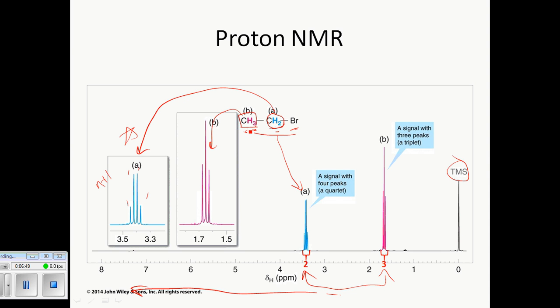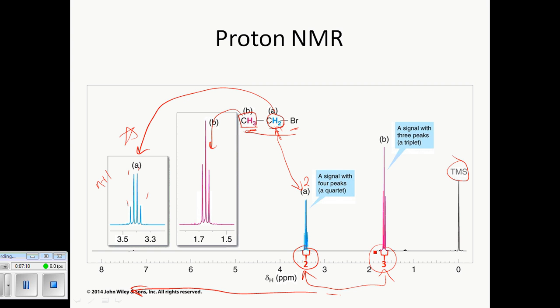And then finally the integration, which is down here, or sometimes you'll see it written on top of the peak. That tells you how many hydrogens that signal is due to. So this signal has 2 protons that are chemically equivalent making that signal, and as we can see, those are the 2 there. Same thing, we have the 3 on this side.